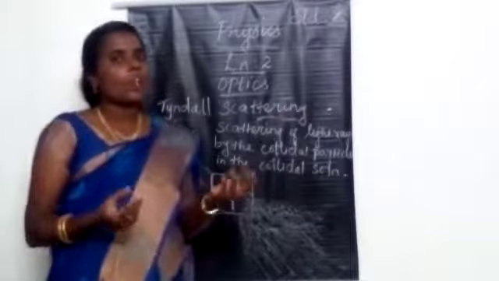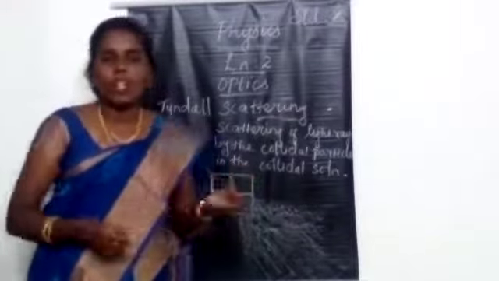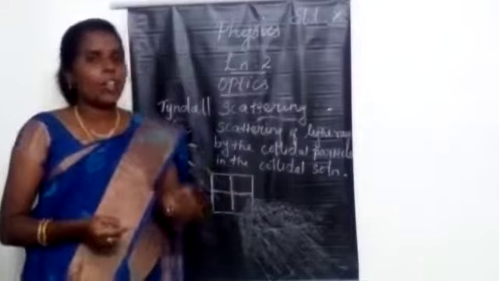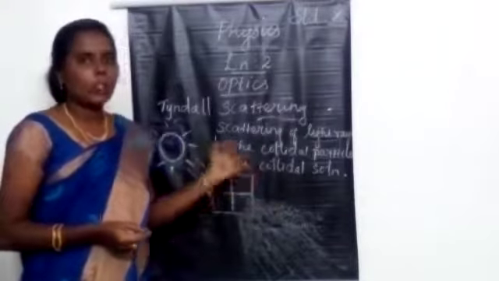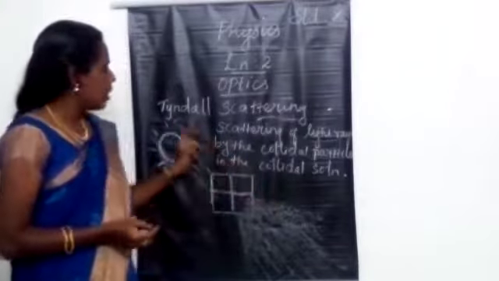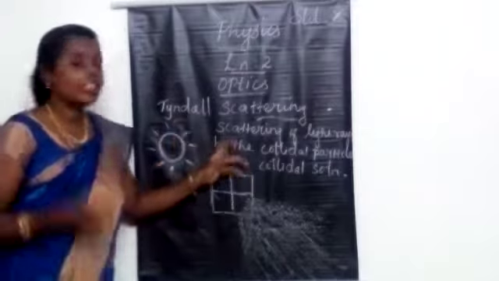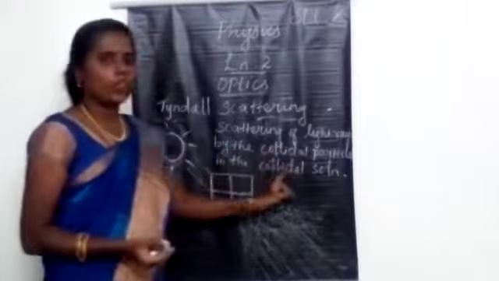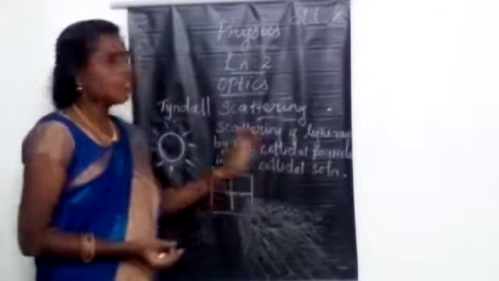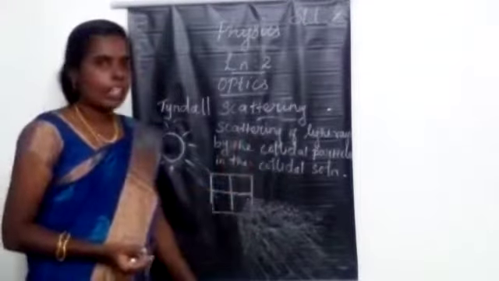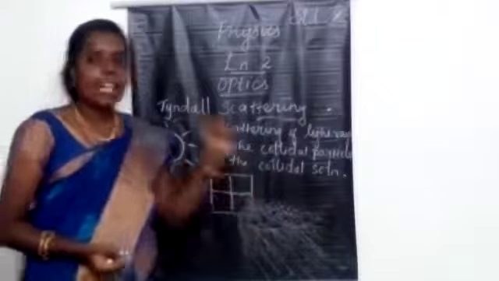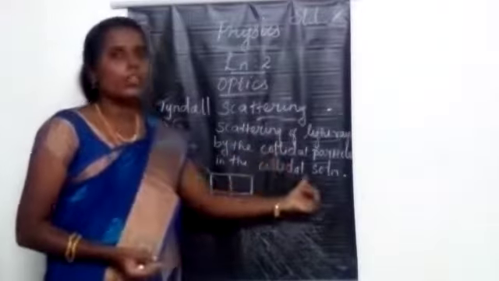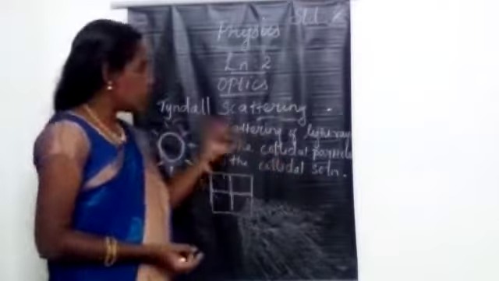For example, milk is an example of colloidal solution. Smoke is also an example of colloidal solution, and we can say many other examples of colloids. So Tyndall scattering is nothing but the scattering of light rays by the colloidal particles in the colloidal solution. Have you understood what Tyndall scattering is? The scattering of light rays by the colloidal particles in the colloidal solution is called Tyndall scattering.